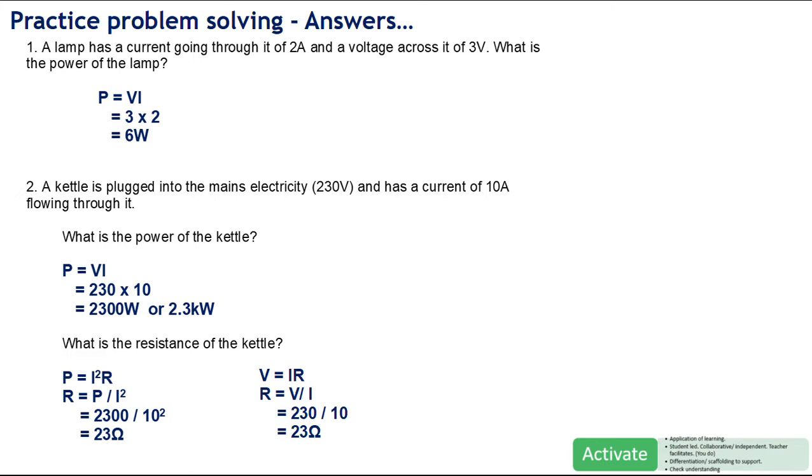So 1 and 2, straightforward application, number 1. And then if we look at number 2, notice I've put the answer in kilowatts there because it looks nicer, 2.3 kilowatts. You could get that's correct as well. The resistance question, what is the resistance of the kettle? Notice I could have used either our power formula, or I could have gone back to our lesson on Ohm's law because I know that V equals IR, and you'll note that they both get the same answer because they are both consistent with each other. So there were 2 ways of getting that final solution, and I've shown you both there.